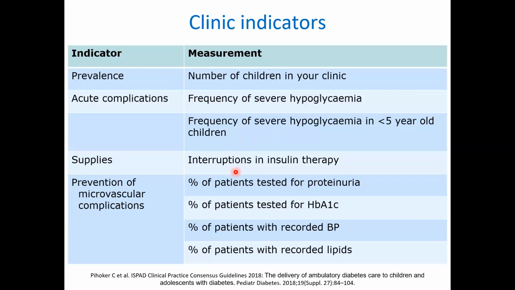Okay. And then in terms of screening and prevention of microvascular complications, what percentage of patients being attended to in your clinic are actually being tested for proteinuria? What percentage are being tested for HbA1c? What percentage of patients actually have their blood pressure taken during their clinic appointments? And what percentage of patients have their lipid profiles done at the recommended times? So these are indicators that you can use to determine how you're performing as a center that provides care for children with diabetes.